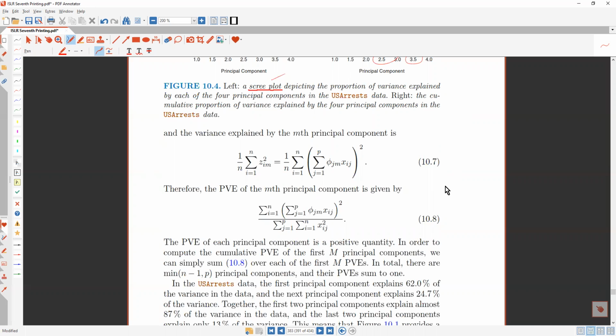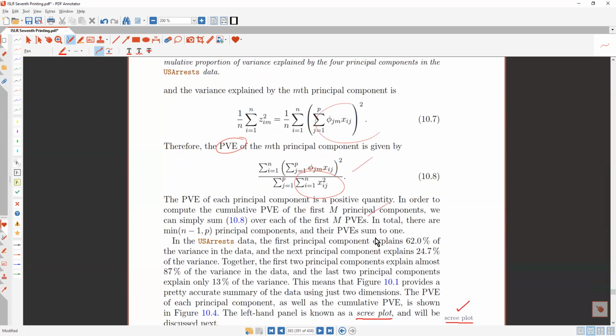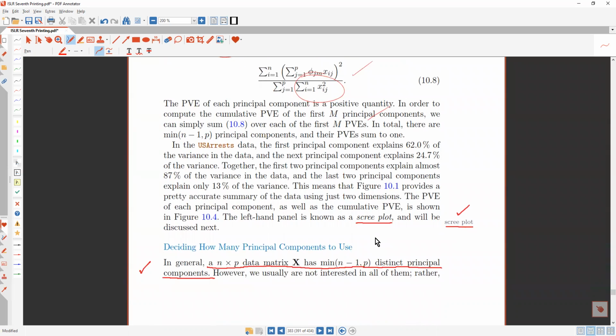So that's what this is describing here. We have the PVE, proportion of variance explained, of the nth principal component, which is for that given component over the sum of those x squared values. So this is how you can compute the proportion of variance explained. And those are the cumulative that we just talked about. With our USA arrest data, we see that 62% of the variance in the data is in the first component, and the next one is 24. So I was pretty close with the 87. I think I said 84, but that's about 87%.